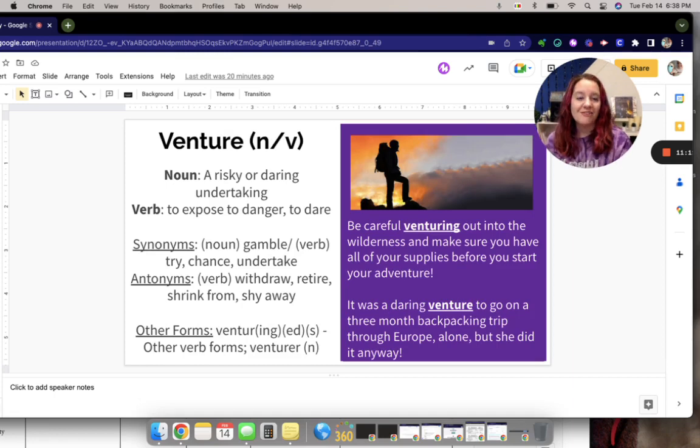And then finally, our last word for this unit is venture, which can be both a noun and a verb. And I wrote 2 sentences to show you how each form of this word can be used. As a noun, a venture is a thing. It's a risky or daring undertaking. The verb form of venture means to expose to danger or to dare. Your synonyms for the noun form is gamble, for the verb form, try, chance, and undertake. Your antonyms are only for the verb form: withdraw, retire, shrink from, or shy away.